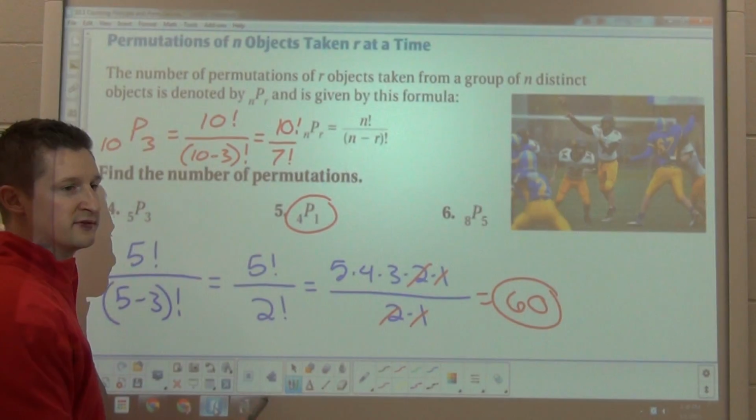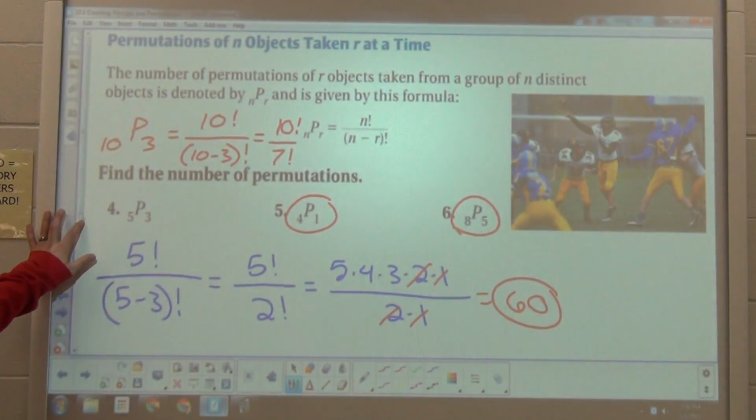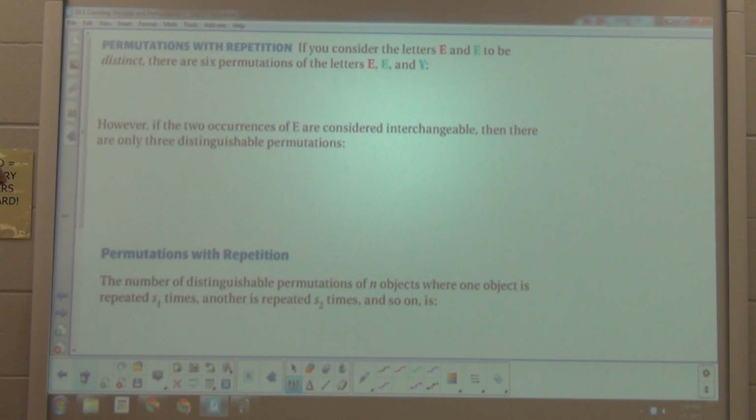So, 4p1, type it in. 8p5, type it in. No worries. The last thing we're going to look at is permutations where there's repetition involved.